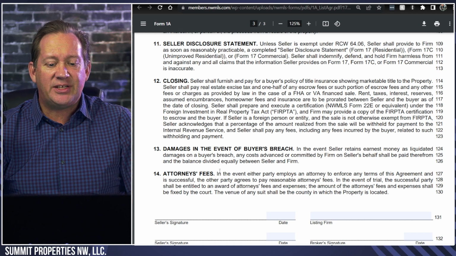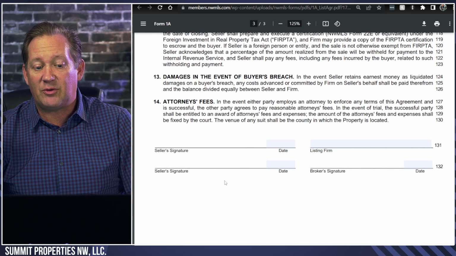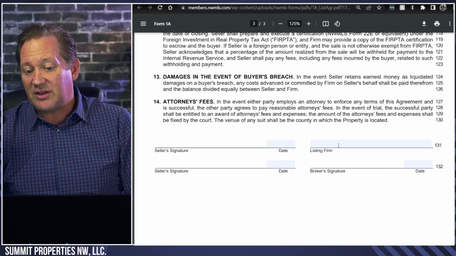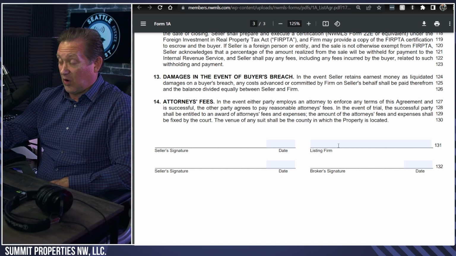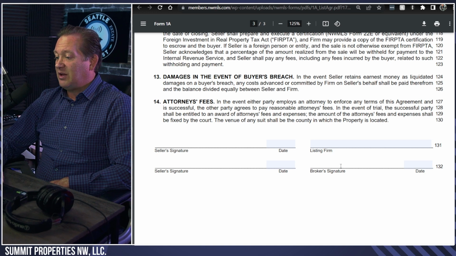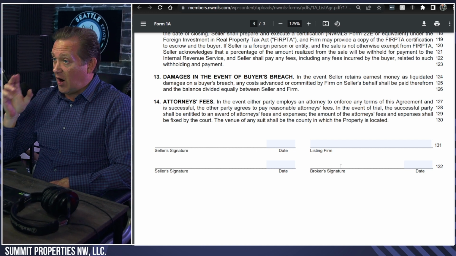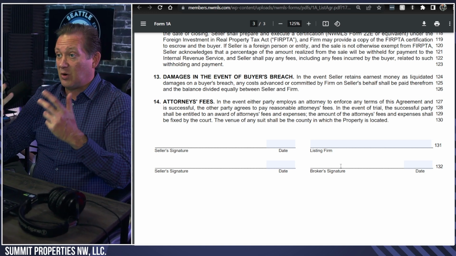All right. So then down at the bottom of the form, you've got the seller's signature and date. You've got the listing firm. That is your firm as the listing firm. And then you've got the broker's signature. You are the broker. If you are the listing agent, you are the broker.